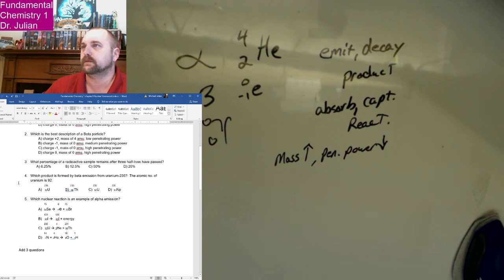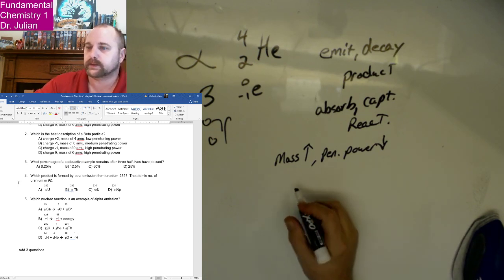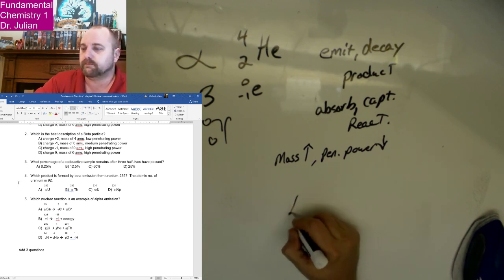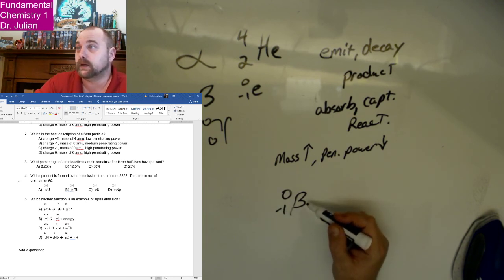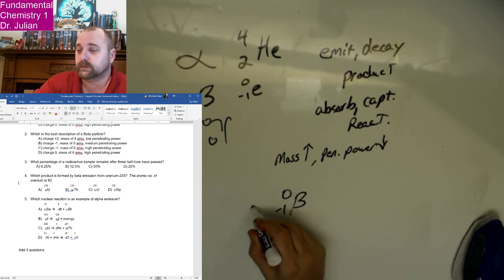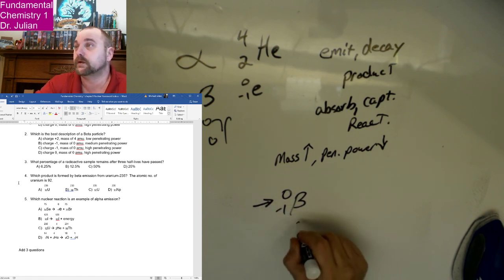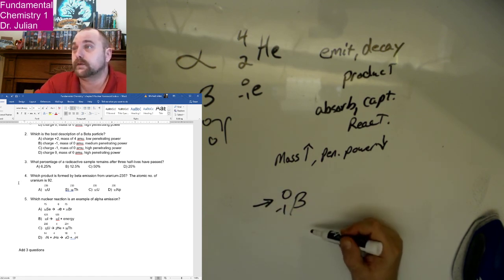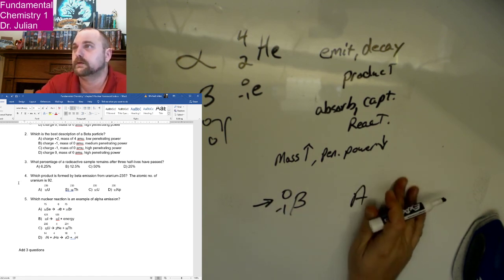Now this is add some questions. I'm going to come over here and see what all I got over here. Number 7 added was beta emission. So beta emission, I'm looking for this beta. I'm looking for this 0 and -1. And it's an emission, so this needs to be an arrow. This needs to be on the product side. And so that was A.